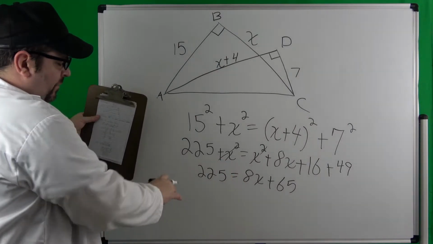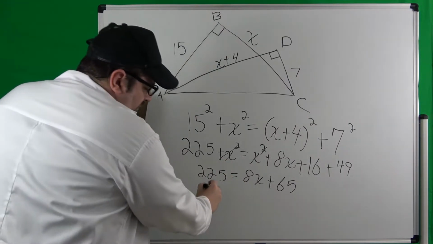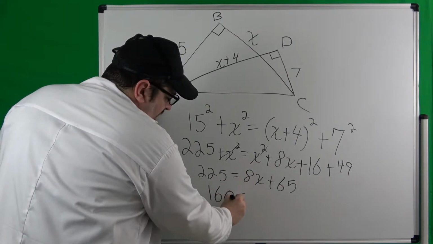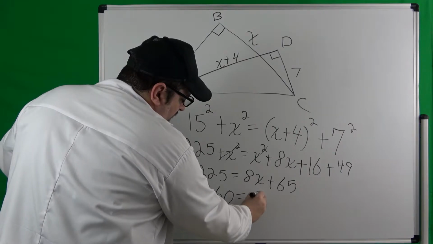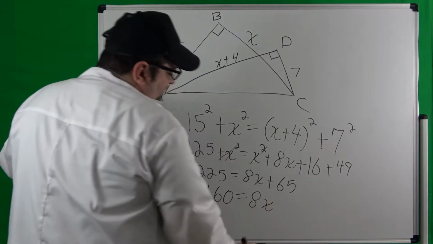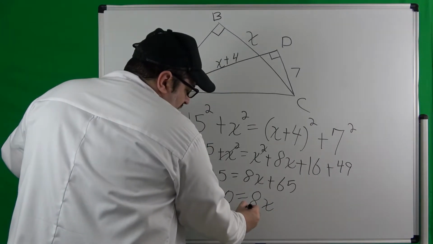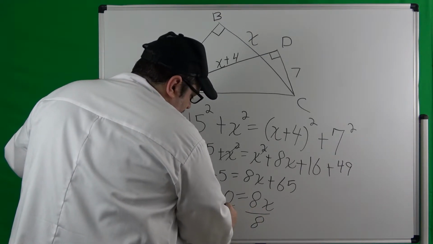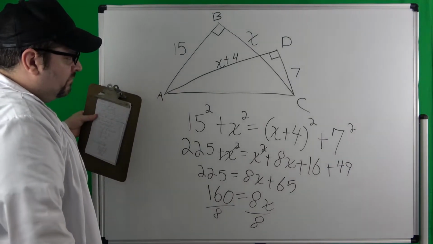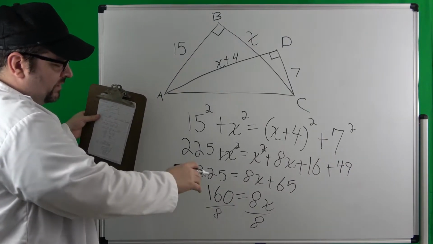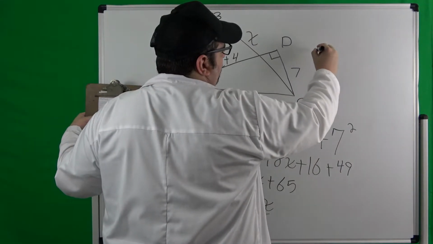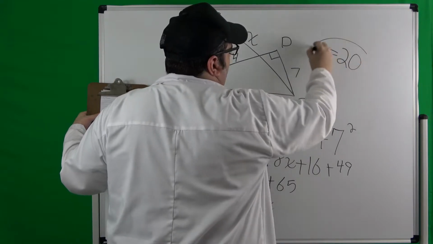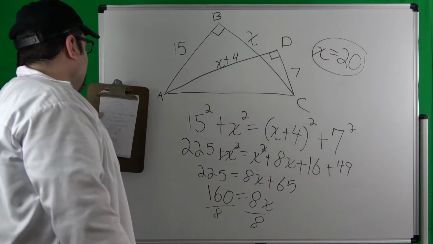Subtract 65 from both sides. What would we get? 160 equals 8x. Divide both sides by 8. And we get what? 20 equals x. All right. We got it, didn't we?